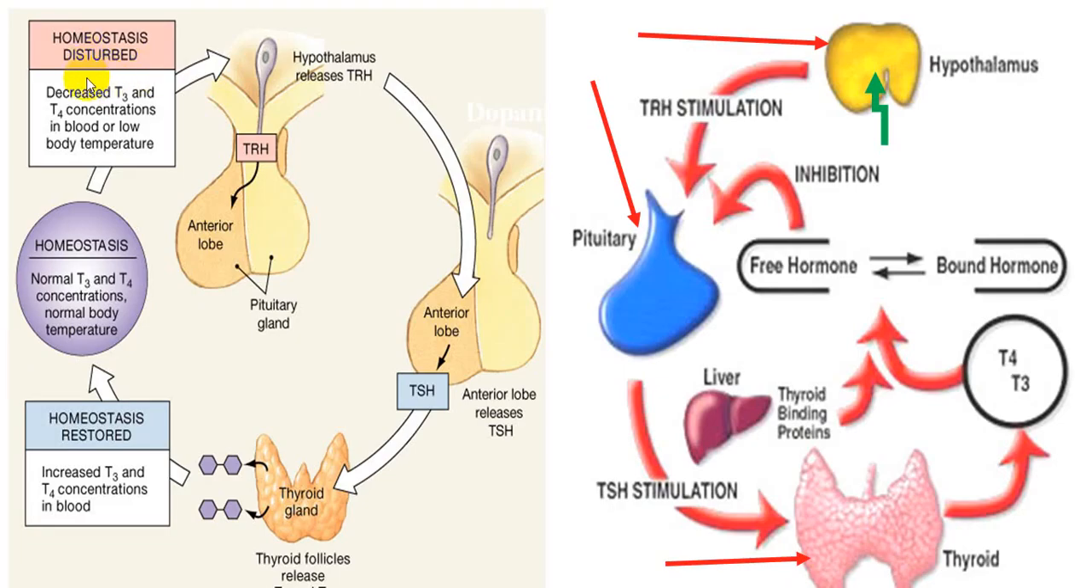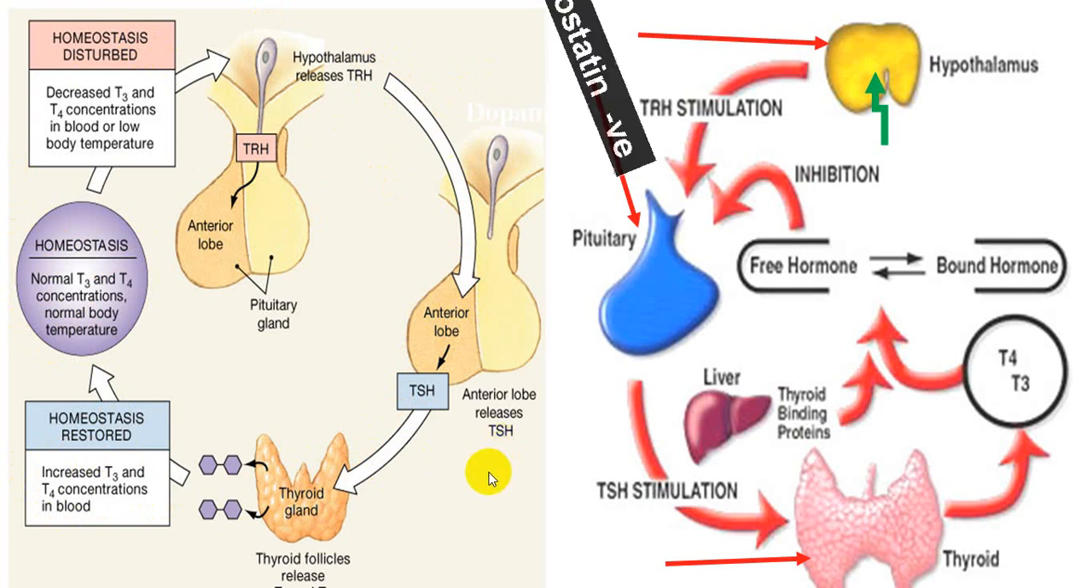So decreased T3 and T4 and low body temperature, that is hypothermia, can increase the production of TRH, which will increase TSH, which will have an effect on the thyroid gland. So TRH will have an effect on the anterior lobe, which will secrete TSH, which will have an effect on the thyroid gland, and you will have increased production of T3, T4, and will try to maintain your body temperature and normalize the T3, T4 level. So this is one of the most common.